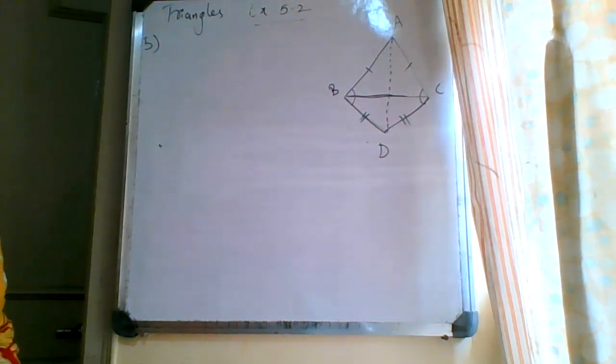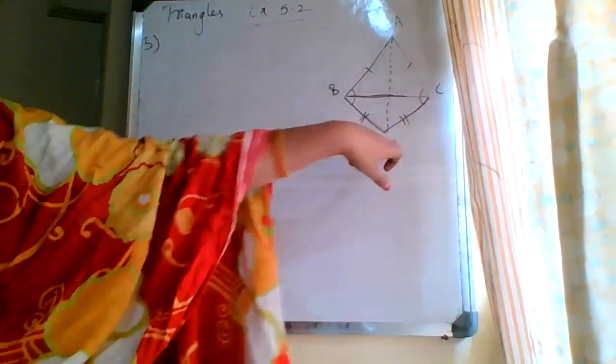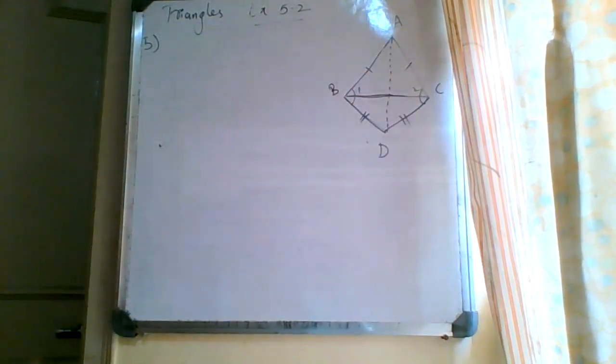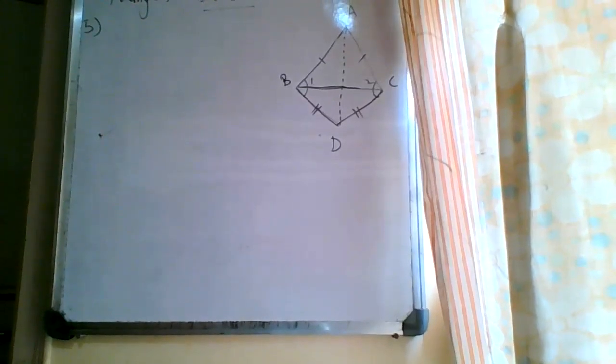Show that angle ABD is equal to angle ACD. Suppose this is 1 and this is 2. What do we have to show? We have to show that angle 1 is equal to angle 2. Now let us prove this.